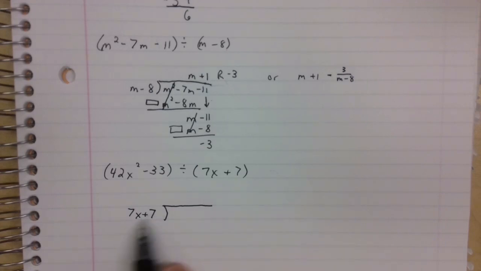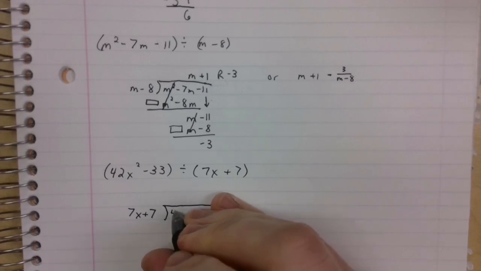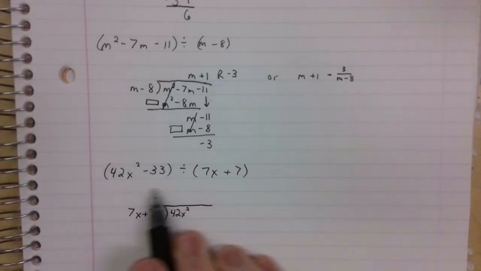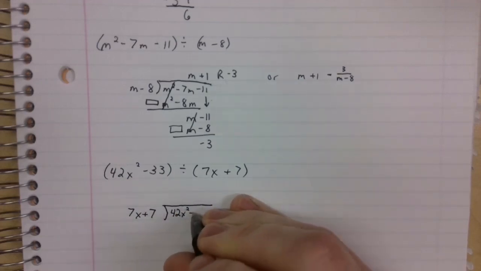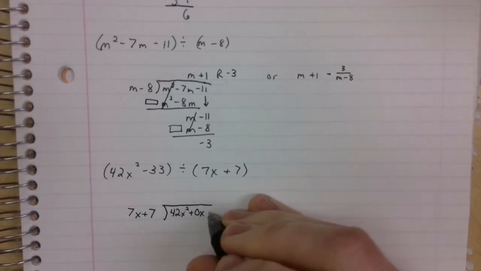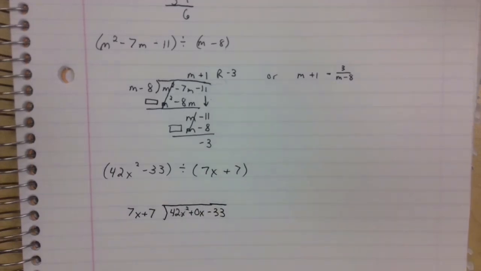Same thing's true out here, but it just rarely comes up. So here I'll go 42x squared, and then I go down a degree. How many x's do I have here? Well, I have 0x, so I'll put plus 0x. And then finally my constant term, minus 33. Okay? So this is how we set up our problem.